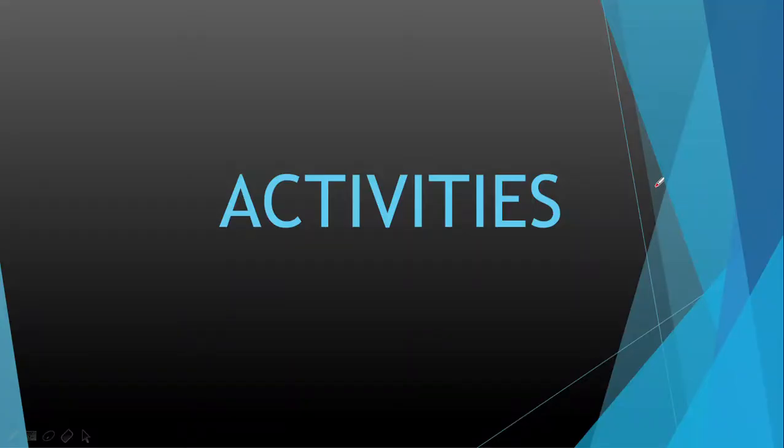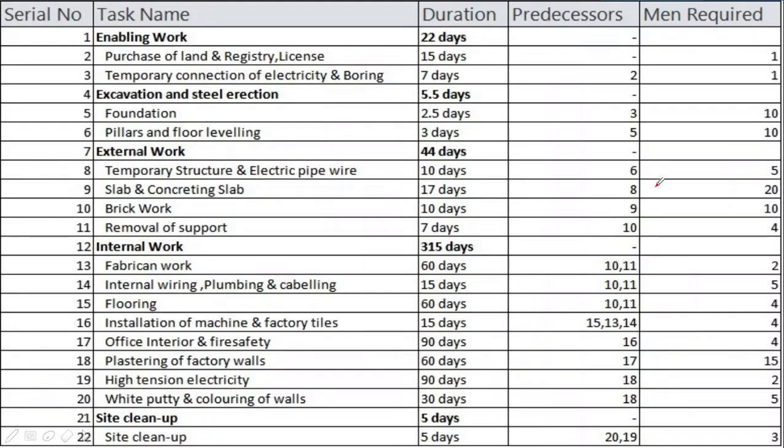For construction of the factory, we go through different activities which are flashing on the screen along with the days required for each particular activity. First and foremost, we purchase land for construction and further proceed for registry and licensing of the land. For the procedure of construction, we need the temporary connection of electricity and boring, which is taken from MSEDCL. Next, the execution part starts from here, excavating the land and leveling the land by digging out unwanted material. Pillars are built immediately after leveling.